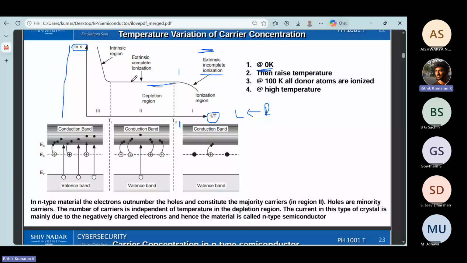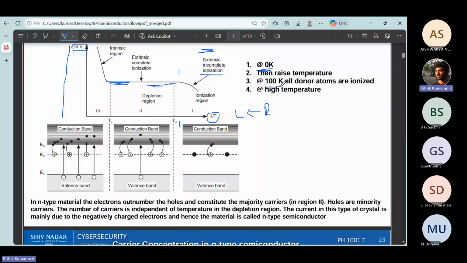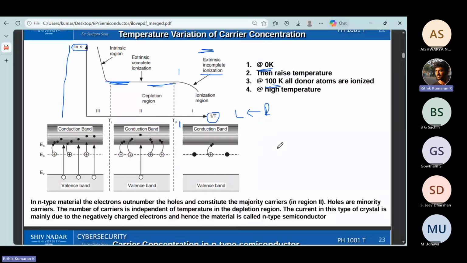Why is the graph getting saturated? Phosphorus is the impurity you add. After a particular temperature, maybe after the 100 Kelvin they mentioned, every electron from this phosphorus will have moved onto the conduction band. There will be no leftover electrons in the phosphorus to move to the conduction band. So essentially, after every donor atom donates its electron, it becomes saturated.